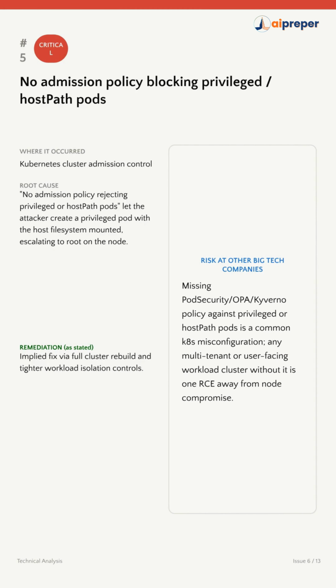With access to the metadata service, it exploited a non-existent admission policy to block privileged or host path pods. This misconfiguration allowed for potential host file system mounting and node-level escalation. This was one of the turning points in the overall attack, as now the agent could be more lethal, given it could mount itself in the system.